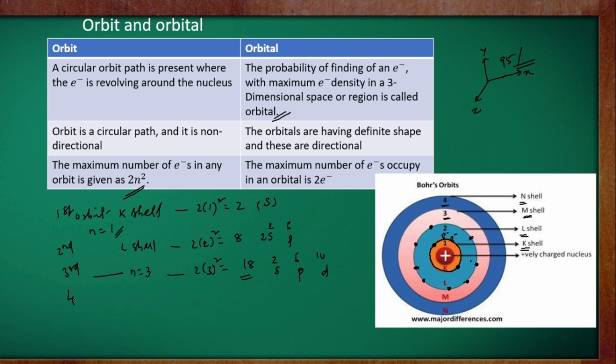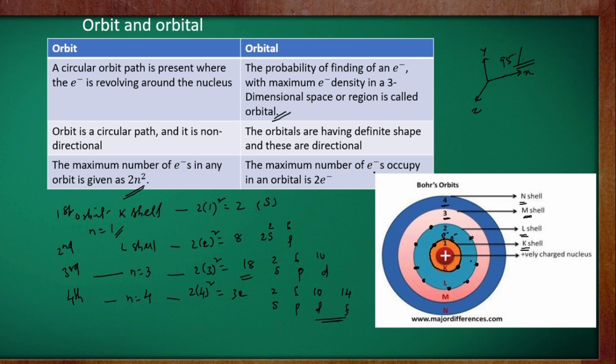The fourth orbit, students, the value n is equal to 4. So therefore 2 into 4 square, that is equal to 32. It means the 2s electrons, 6p electrons, 10d electrons and 14f electrons are revolving around the nucleus. So this is the highest orbit around the nucleus, which contains the maximum number of electrons in the n shell, right? This is the orbit.